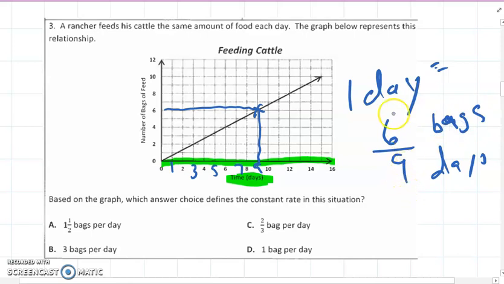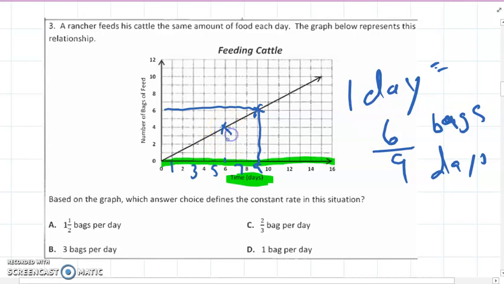Okay, that's 9 days. Well, you want to know how many bags he will use in 1 day? So think there. If you know in 9 days he'll use 6 bags, well, how many will he use in 1 day? And let's pick another one here. Look, in 6 days, which is right here, how many bags will he use?